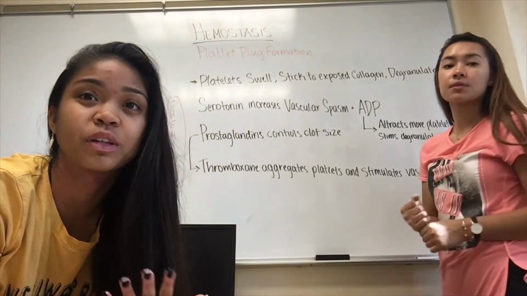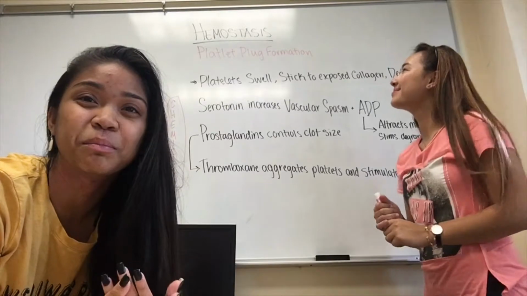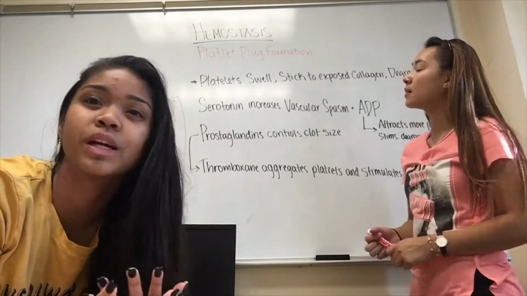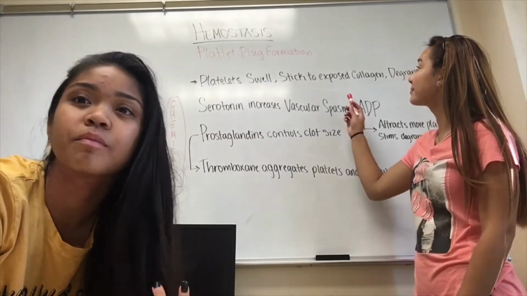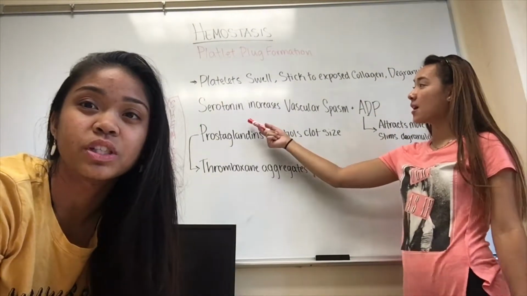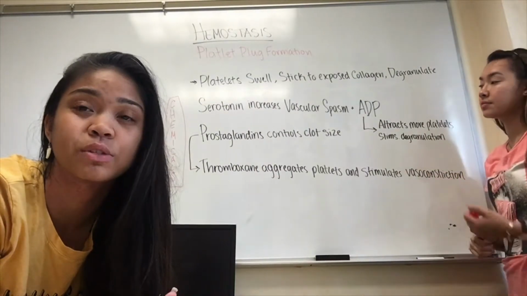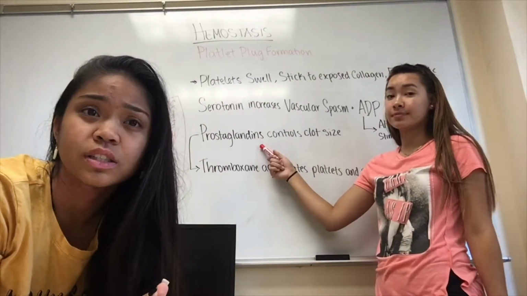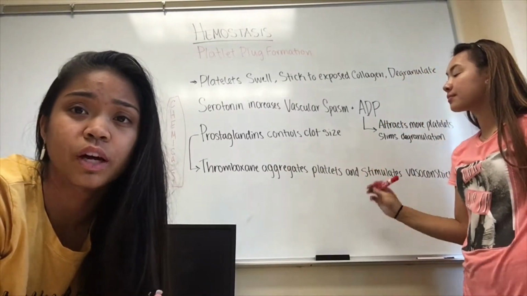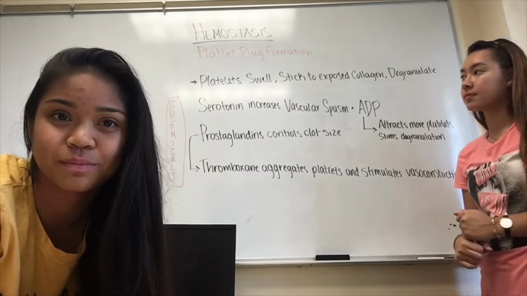Next, we will be discussing the process of hemostasis. This is known for keeping the blood within the body. Most importantly, the body uses platelet plug formation. At the site of the damaged blood vessel endothelium, platelets will swell while getting spiky and sticky. Platelets stick to the exposed collagen, then degranulate. Serotonin increases vascular spasm, and ADP attracts more platelets and stimulates them to degranulate. Prostaglandins control the size of the clot, and thromboxane A2, which is derived from prostaglandins, aggregates platelets and stimulates vasoconstriction.